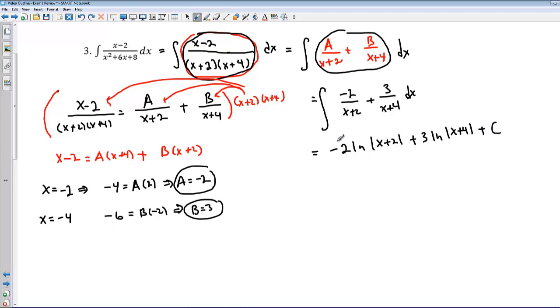And that actually checks. If you take a derivative of this, it's negative 2 times the derivative of ln, which is 1 over x plus 2. The derivative of the inside is just a 1, so you get that back. And the same thing here when you take a derivative of this. You can leave it like this if you like.